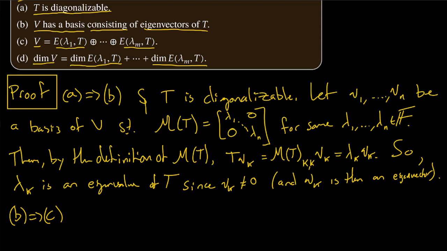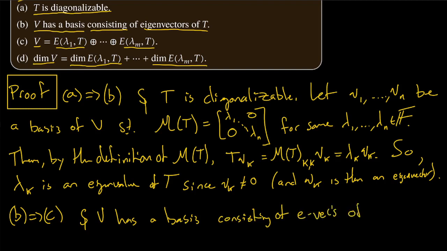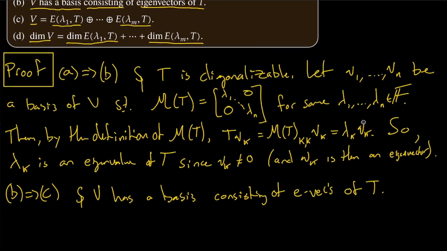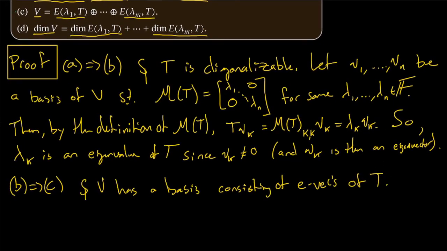All right. Now, if we have a basis consisting of eigenvectors of T, suppose V has a basis consisting of eigenvectors of T, what we'll show is that V is a direct sum of the eigenspaces corresponding to distinct eigenvalues of T.